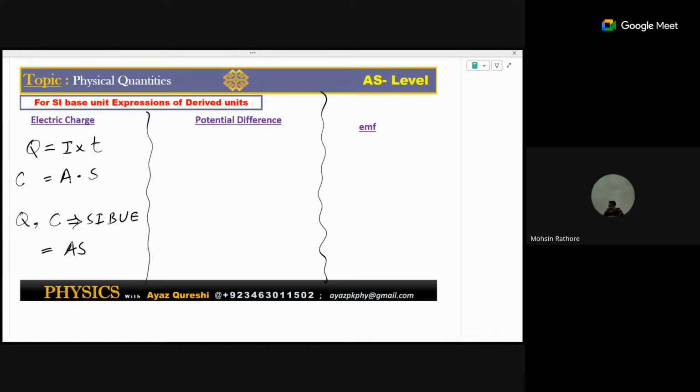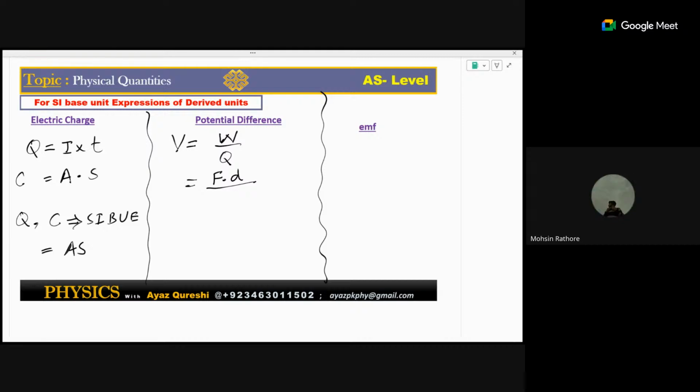Okay, now let's talk about potential difference. Potential difference is work done per unit charge. Again, I'm telling you, the defining equation. So work done is equal to force into distance, and charge is I into T. Am I right?